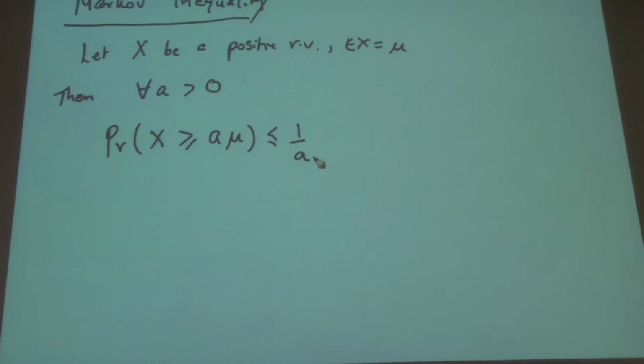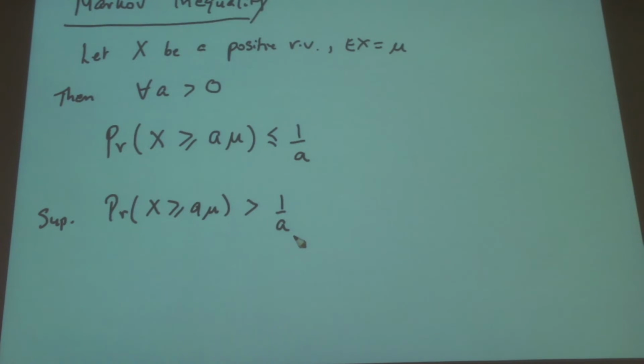And the proof for this is basically very trivial. We talked about this a few lectures ago. Why should this be true? Because if it were not true, intuitively, if the probability of being far away from the mean above it was not small, then there'd be too much stuff above the mean. So technically, suppose the probability that x is greater than or equal to a mu is greater than 1 over a.